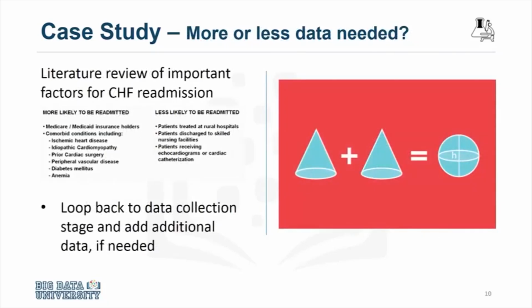During discussions around data preparation, a literary review on congestive heart failure was also undertaken to see whether any important data elements were overlooked, such as comorbidities that had not yet been accounted for. The literary review involved looping back to the data collection stage to add a few more indicators for conditions and procedures.